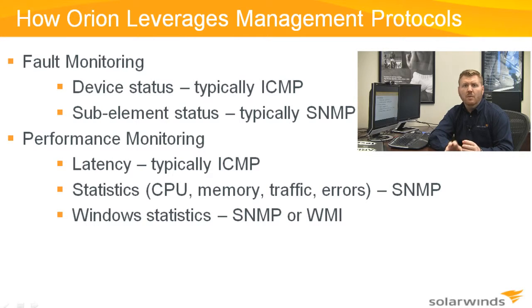Monitoring for faults of sub-elements like interfaces and volumes is done differently, as it's done via SNMP. Now, because it's done via SNMP, it's more reliable than device status. For example, if the NMS is pinging a router to see if it's up or down, and a response doesn't come back, the NMS really doesn't know that the device is down. It only knows that the response didn't come back.